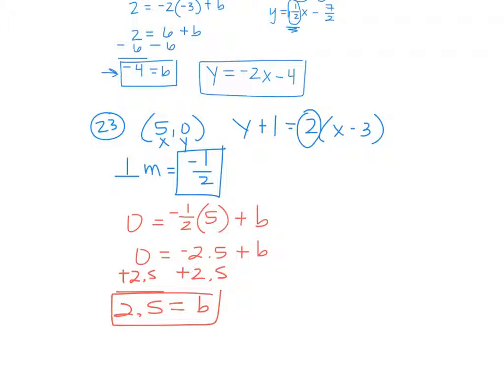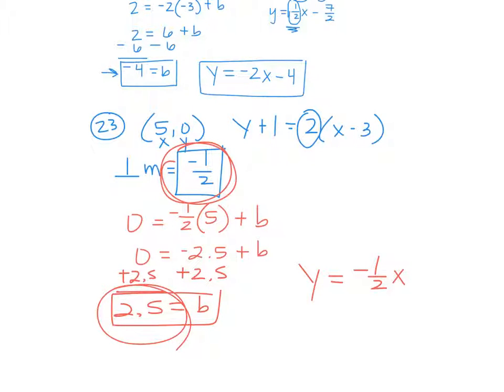Okay, and now we're going to plug it in with the slope and the y-intercept. So y = -1/2 x + 2.5, or 5/2. Either way is acceptable for me.